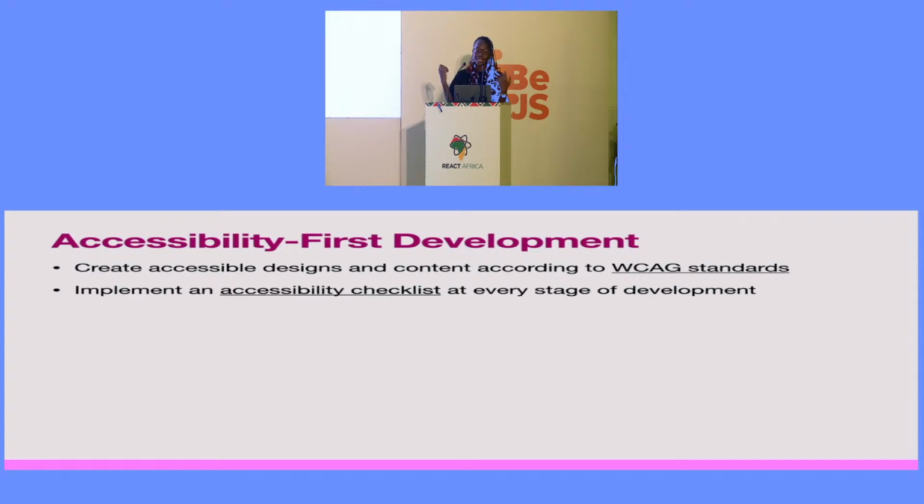Another one is implementing an accessibility checklist at every stage of development. This is really useful for developers. It's making sure you are meeting all your semantics, or all the layers of code that you want to get, while you're building your websites.